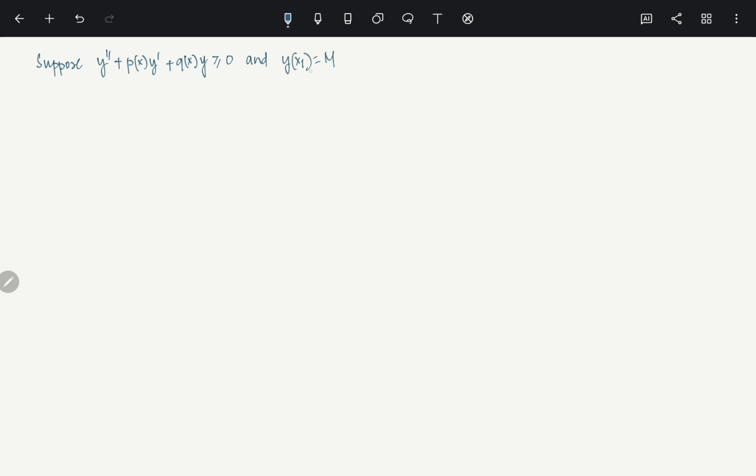So the maximum is attained at m for some x1 in (alpha, beta). Is it okay? And we suppose there exists an x2 in (alpha, beta) such that y at the point x2 is strictly less than m. Why? Because we are starting with the assumption that y is not identically equal to m. So if that is not the case, there must be an x2 where y is less than m. M is a maximum, it cannot cross m, so it should be less than m.